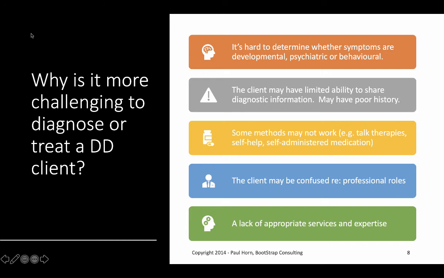One of the challenges is how hard it can be to determine whether what we're looking at are symptoms of a developmental issue, a psychiatric issue, or a behavioral or motivational issue. For example, if a person is hitting himself in the head and he's nonverbal, is it because the person has headaches? Is it because they are experiencing some kind of psychiatric symptoms, such as hallucinations? Or is it because the person's developmental abilities are affecting their ability to communicate? It can be very difficult to tell.